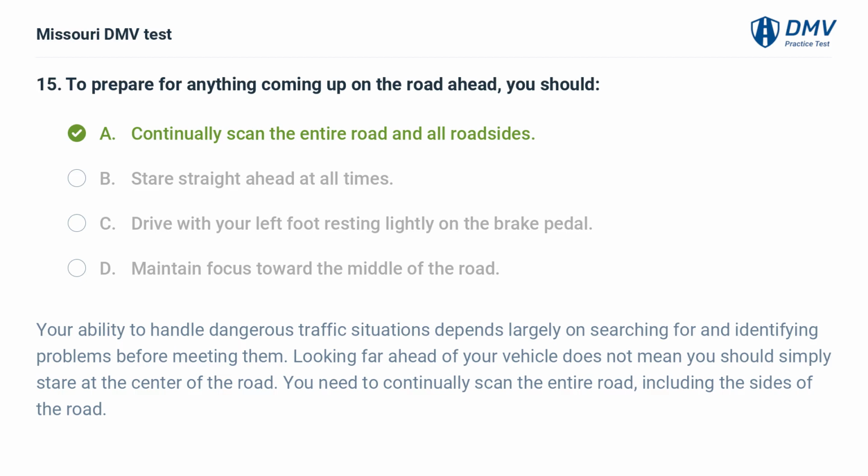Your ability to handle dangerous traffic situations depends largely on searching for and identifying problems before meeting them. Looking far ahead of your vehicle does not mean you should simply stare at the center of the road. You need to continually scan the entire road, including the sides of the road.